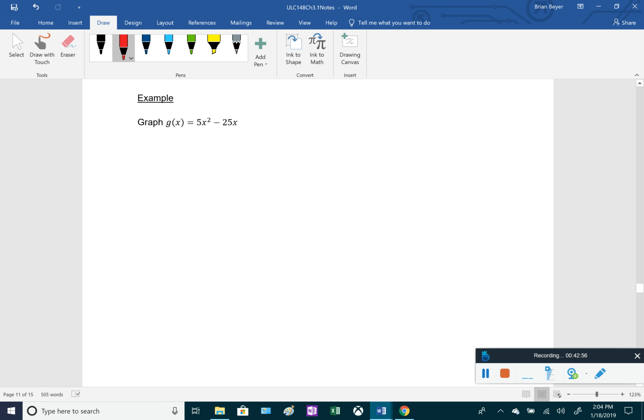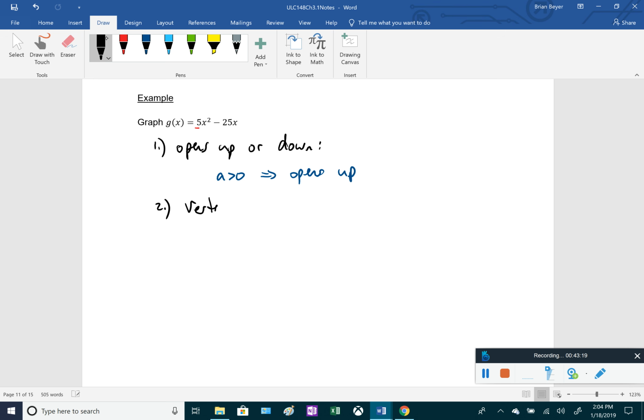So we have g of x equals 5x squared minus 25x. So if we want to see if it opens up or down, you can probably see why I put it on here. So the a value is 5, so a is positive, it opens up. So next for the vertex, negative b over 2a, and then the function g evaluated at that x value to find the y value.